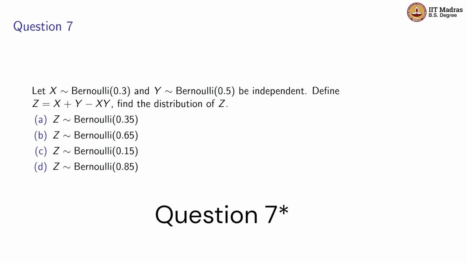Now coming on to question number 4. Question number 4 says that let X be a Bernoulli distribution with parameter p equal to 0.3 and Y be a Bernoulli distribution with parameter 0.5, and both are independent. We have defined another random variable Z which is equal to X plus Y minus X into Y, and here we have to find the distribution of Z.